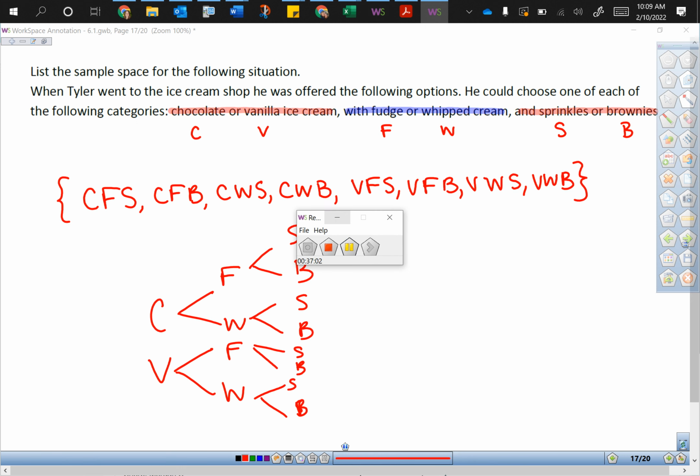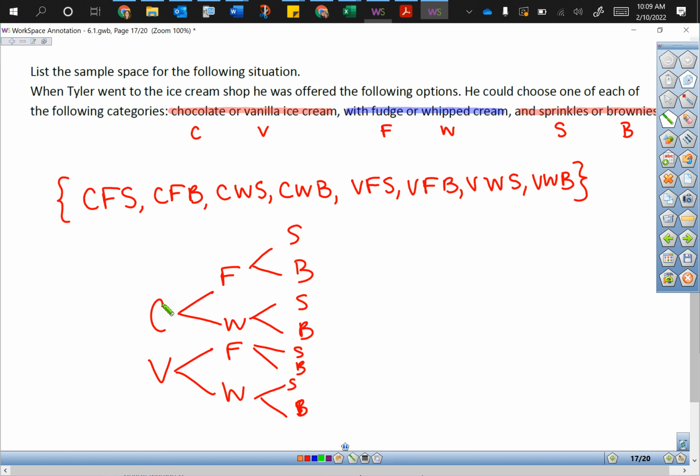Okay, so it doesn't matter what method you chose to come up with your sample space. I chose to make a tree because it makes sense to me. I said my first choice could have been chocolate or vanilla. If I choose chocolate, then I can choose fudge or whipped cream. And regardless of fudge or whipped cream, I can choose sprinkles or brownies for each. Then the same thing for vanilla. So that gives me my first option here, chocolate, fudge, and sprinkles. My second option, chocolate, fudge, and brownies. My third option, chocolate with cream and sprinkles. My fourth option, chocolate with cream and brownies, and so on and so forth.